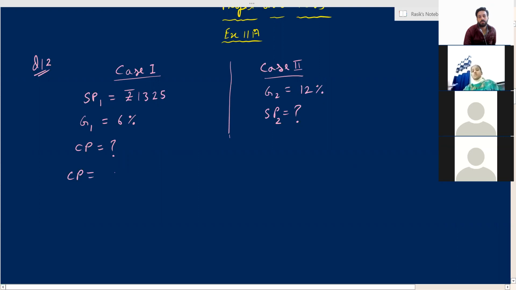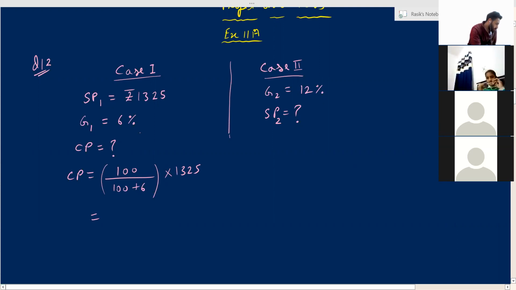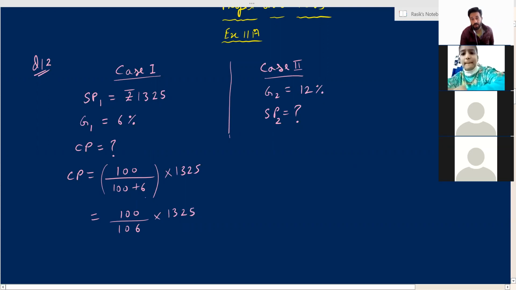Let's find out CP. The formula of CP is 100 upon 100 plus 6, that is 100 plus gain percent, into SP. So 1325. This is the formula to find CP. When I'm solving, my answer is coming 2650. No, that's not correct, Sarah. Sorry, sir, I'm just doing it. On dividing by 2, we get 50 here and 53 here. Is this number divisible by 53?